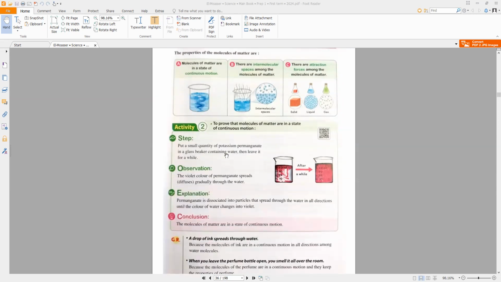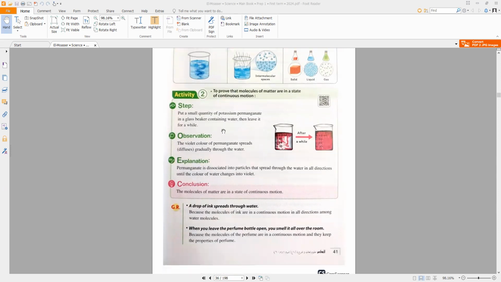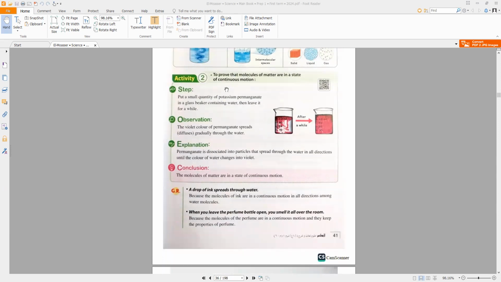Let's start with the first property of the molecules: the molecules of matter are in a state of continuous motion. To prove that the molecules of matter are in a state of continuous motion, this is the first property of the molecules. What is the meaning of that?